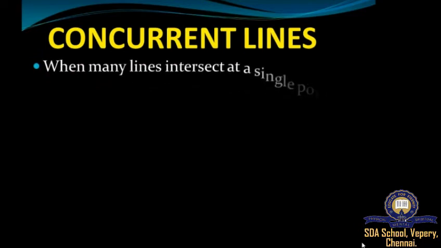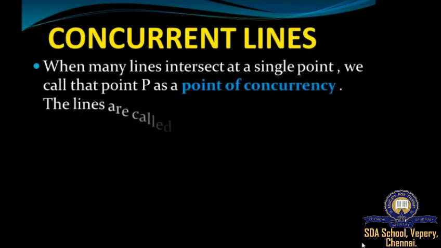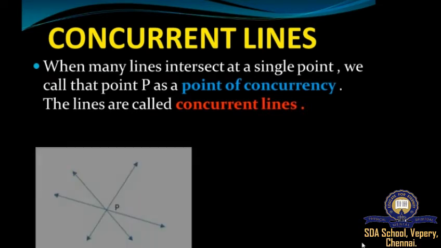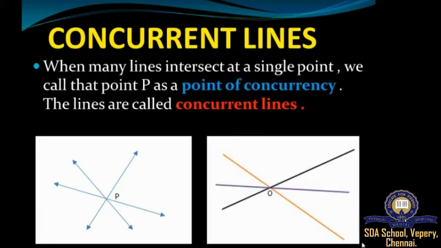When many lines intersect at a single point, we call that point P the point of concurrency and the lines are called concurrent lines. You could see from the first image that three lines intersect at a single point P, and we call that point P the point of concurrency. The lines which intersect are called concurrent lines. Similarly, in the second image, three lines intersect at point O. So O is called the point of concurrency and the lines are called concurrent lines.